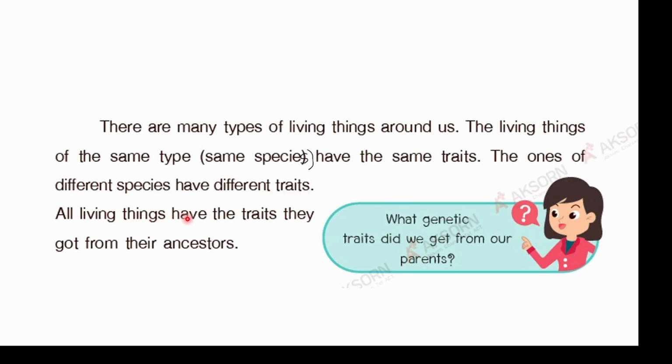All living things have the traits they got from their ancestors. Okay, so if you look at a red rose, when the red rose makes the seed, then the seed will grow into another red rose. It will look just like the parent rose. So the traits from the parent have passed onto the offspring.